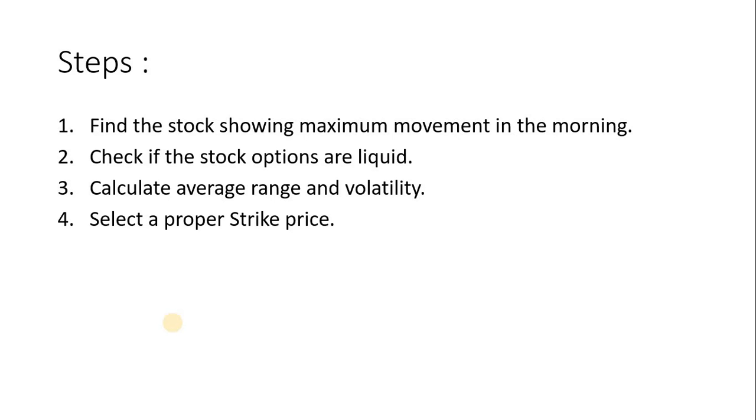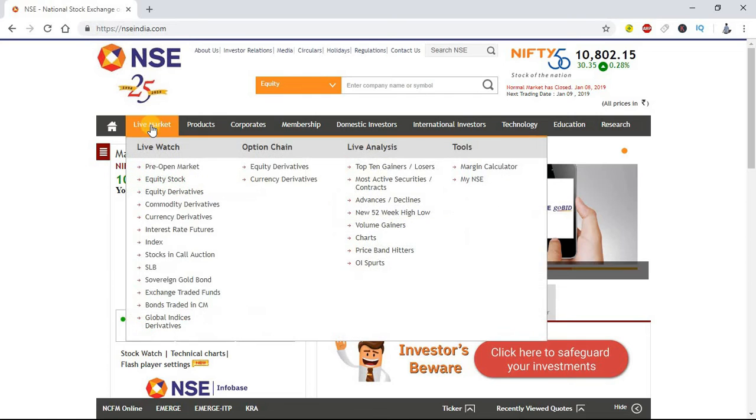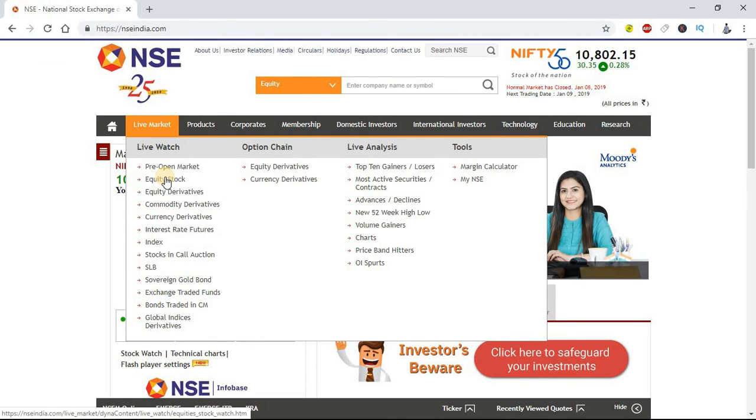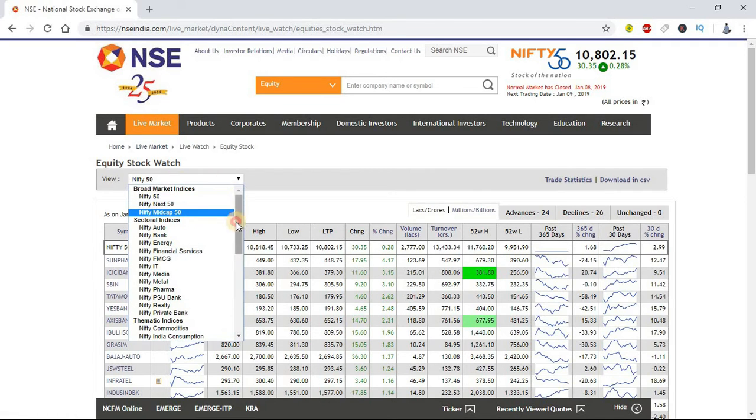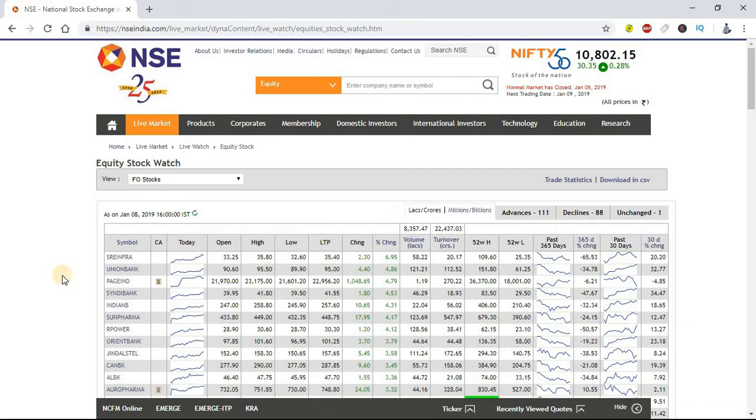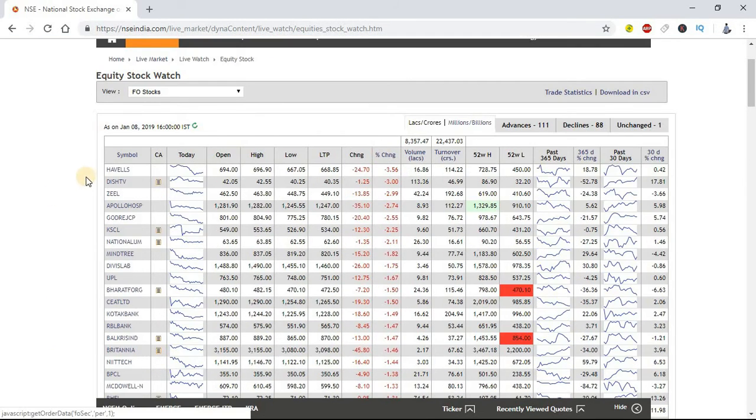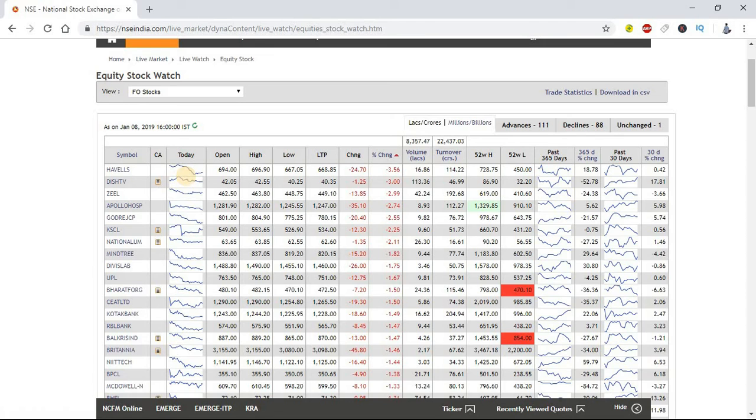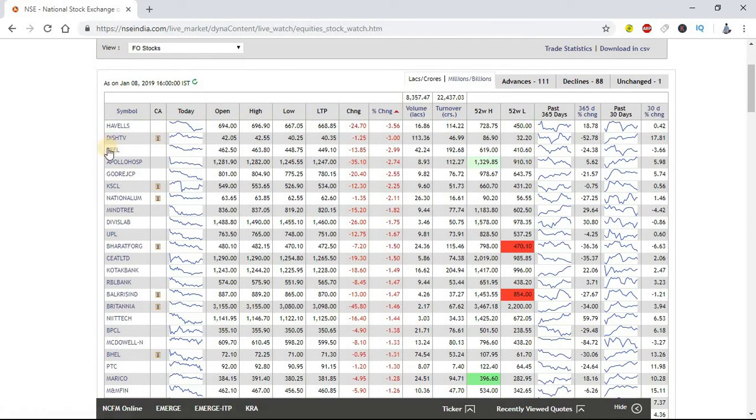Find the stock showing maximum movement in the morning. For that, you need to go to nseindia.com. Over live market, click on equity stock and change the option to FO stocks. This will include all stocks for which contract options are available. Click on percentage change to see which stock has moved heavily in the morning. Right now, we can see Havells, Indiamart and Zeel. These three stocks have given a huge movement today on the bearish side.